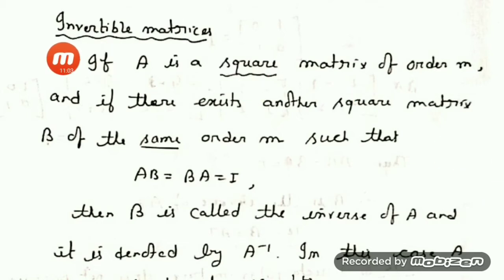That is, when is a matrix said to be invertible. Invertible matrices: if A is a square matrix of order m, and if there exists another square matrix B of the same order m such that AB equals BA equals I, then B is called the inverse of A, and it is denoted by A to the power minus 1. So when we call a matrix invertible, the first thing we have to know is that if you want to find the inverse, you must have a square matrix.